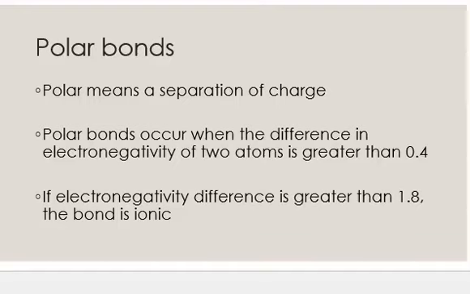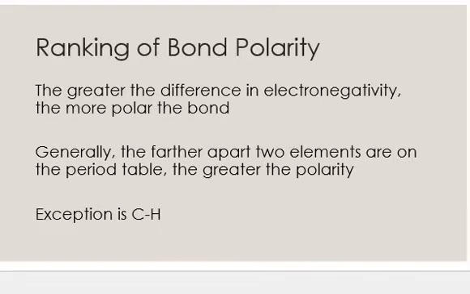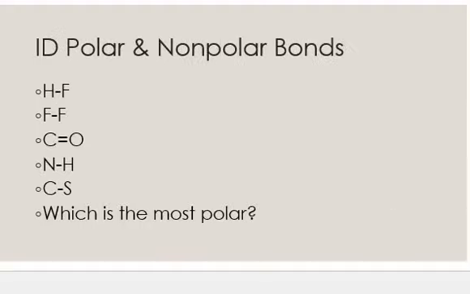Polar bonds, on the other hand, are unequal sharing of bonding electrons, and this occurs when the difference in electronegativity is greater than 0.4. Ionic bonding occurs when the difference in electronegativity is greater than 1.8. Bond polarity can be ranked, and the greater the difference in electronegativity, the more polar the bond. Usually, the farther apart atoms are on the periodic table, the greater their difference in electronegativity. Carbon and hydrogen are an exception to this.